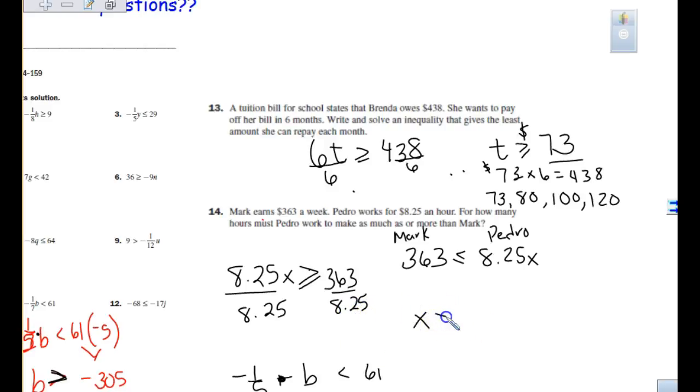Tell us what we got. What'd you get? 44. And so it says at least how many hours must he work? We'd want to put 44 hours. So he could work 44 hours, or he could work more than 44, right? So if I was thinking of the graph, he could work 44.3 hours, right? He makes more money. If I'm looking at 44, he could make exactly that, then it would be equal, right? Or he could make more.